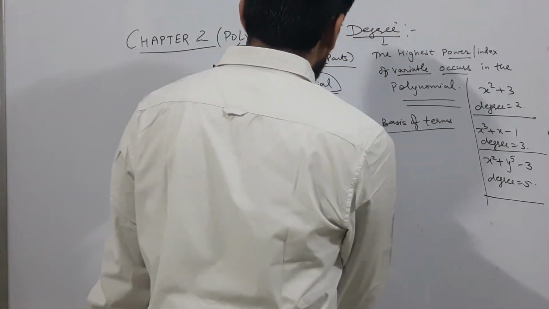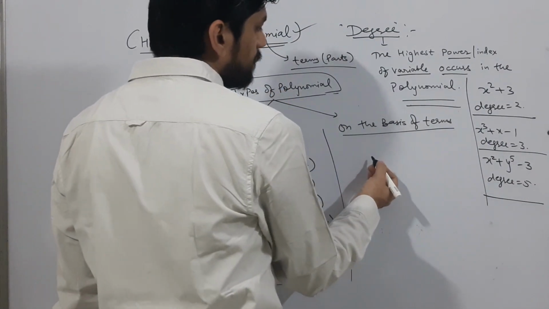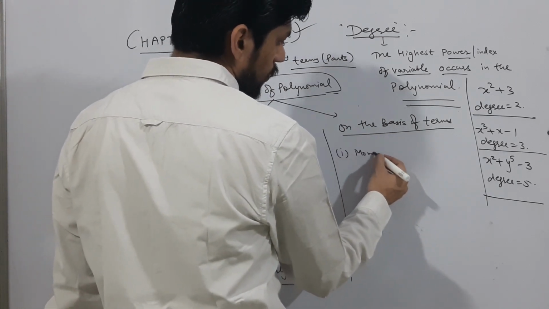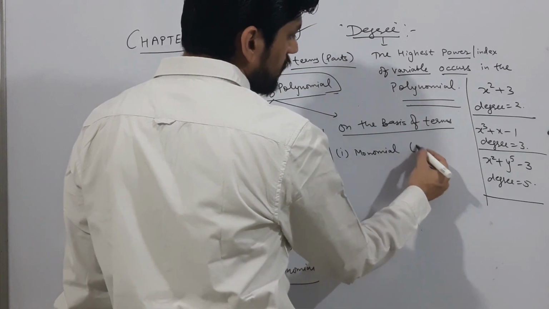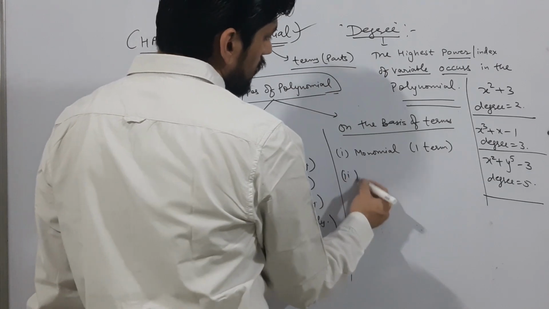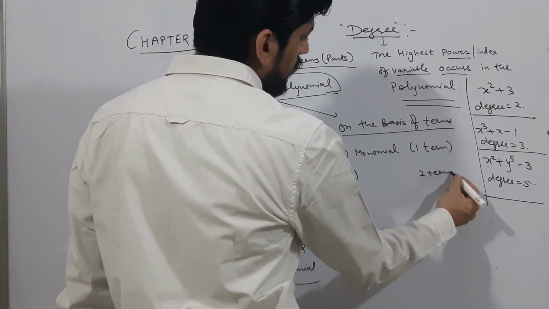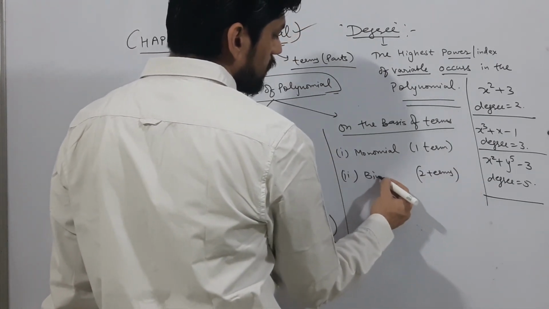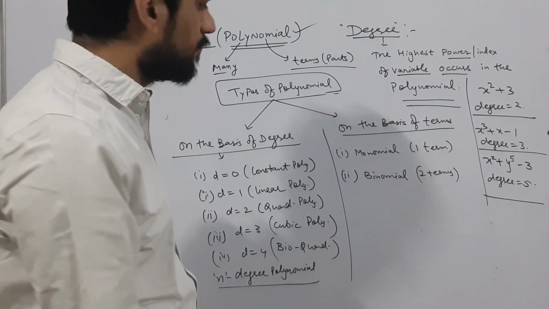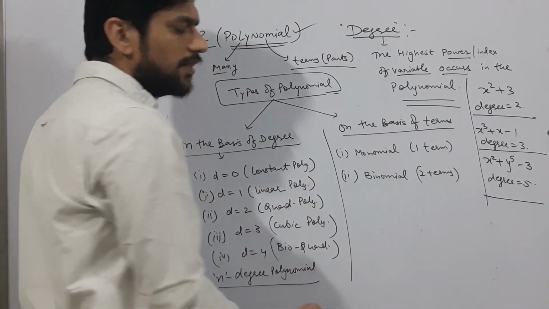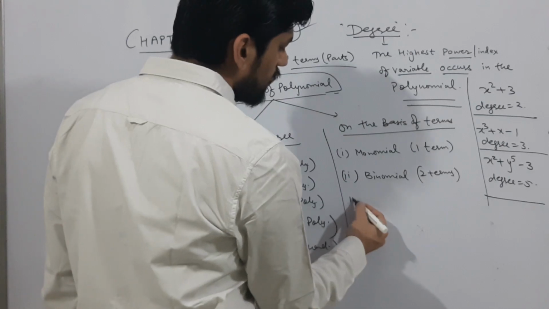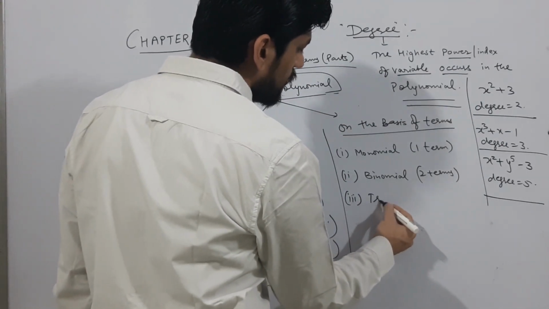So on the basis of terms, a polynomial can contain one term. If it contains one term, it's called a monomial. Mono means one. When it contains two terms, we call it a binomial. Monomial is also a polynomial. It's just a special type of polynomial that contains only one term. Again, a polynomial that contains two terms is called a binomial. A polynomial with 3 terms is called a trinomial.